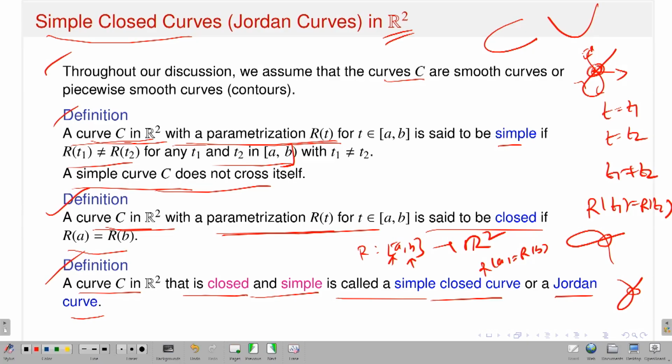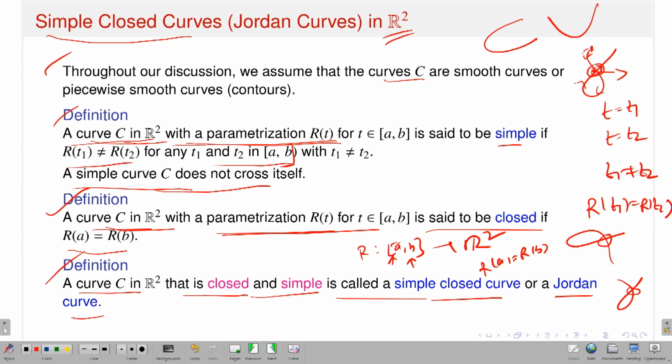if I have the parameterization capital R, which is defined on some closed interval [a,b], a subset of R, taking values in R2. It is simple if it is injective, it is closed if R of a is exactly equal to R of b, with the domain closed interval a to b for my parameterization capital R of my given curve C. Okay, that is called a simple closed curve, or sometimes you call this a Jordan curve.